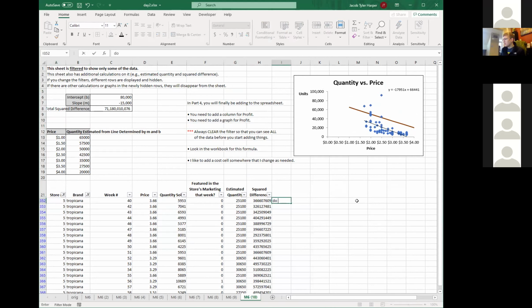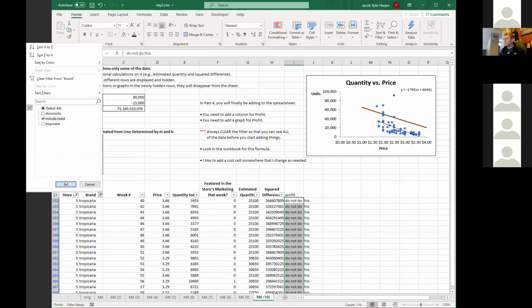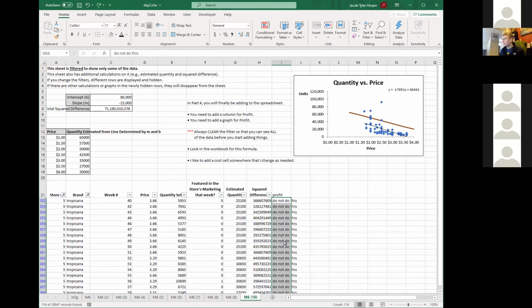Here's why. If I add a little formula over here for profit, and I drag it down and I have it for Trop Store 5, and then I go, oh, okay, well now I want it for Minute Maid. Ah, it all disappeared. I have to start completely over every single time I have a new question. It's a horrible way to do this.